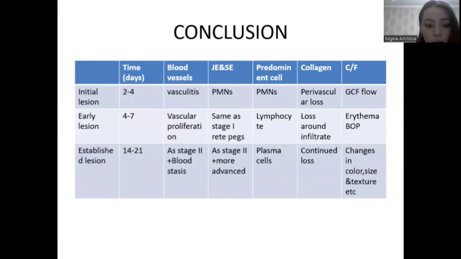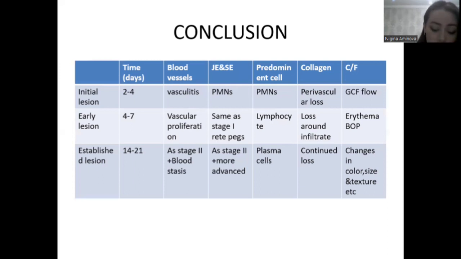So here we can come to the conclusion that initial lesion lasts from 2 to 4 days, and the predominant cell is PMNs. And blood vessels show vasculitis. In early lesion, you can see the change in lymphocytes, which become the predominant cell, and the JE and CSE are the same as stage 1. However, blood vessels show vascular proliferation.